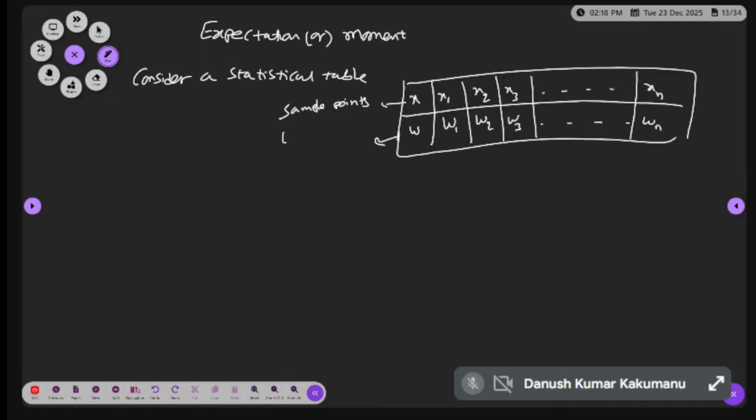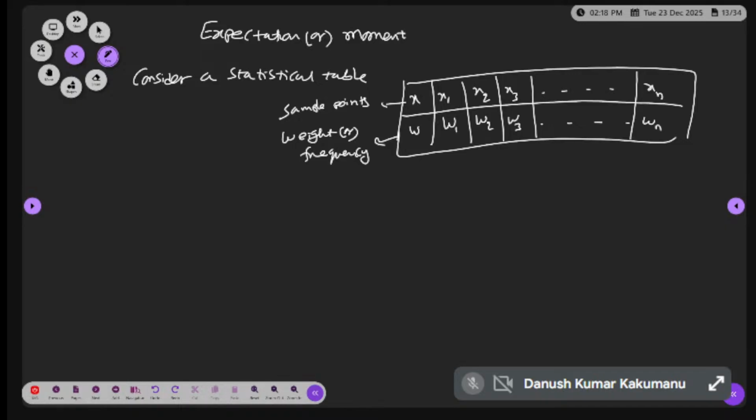Omega is the weight. Weight, another name is the frequency. What is another name of the weight? It is called frequency. Weight means frequency. What does frequency represent? Repetition. Omega 1 represents the repetition of x1. Omega 2 represents how many times x2 got repeated. Omega 3 is how many times x3 got repeated. Repetition of the sample points x1, x2, x3, xn.